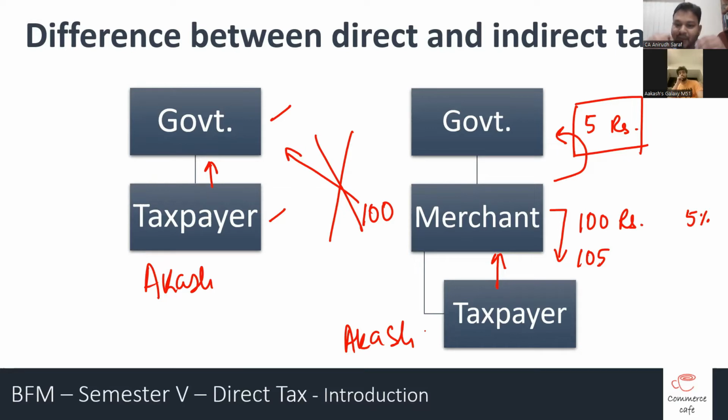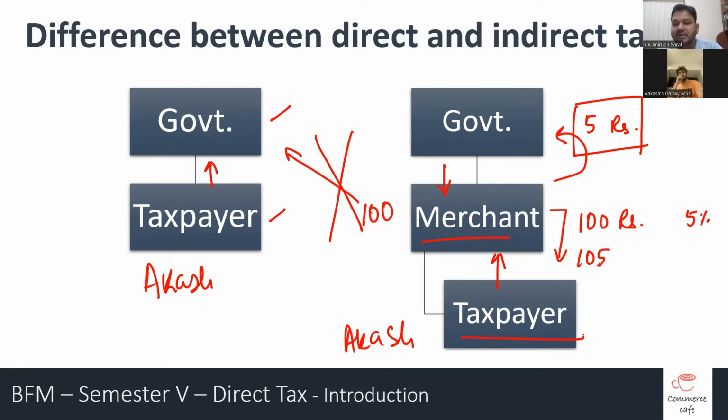Because the taxpayer himself does not pay to the government. The government will come and catch this person if the tax is not paid. Okay, but who's the taxpayer? Not this person. Taxpayer is you, the person who's buying the goods.